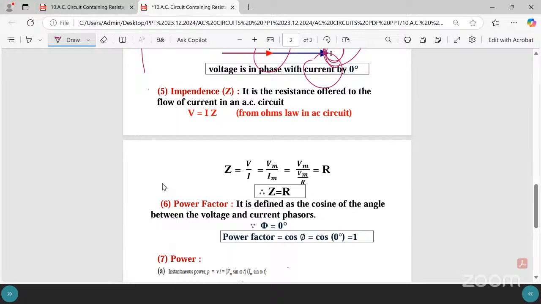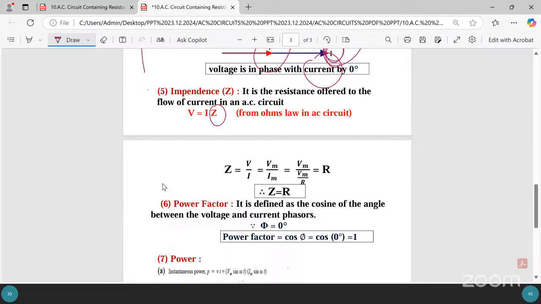Now, what is it that we have to find out? This is our target. This is called the load. Z will change, depending upon the load. What kind of load is it? R load, L load, or capacitive load. Z will change. V is equal to IZ, Ohm's law in AC circuit. Now we have to find out Z.